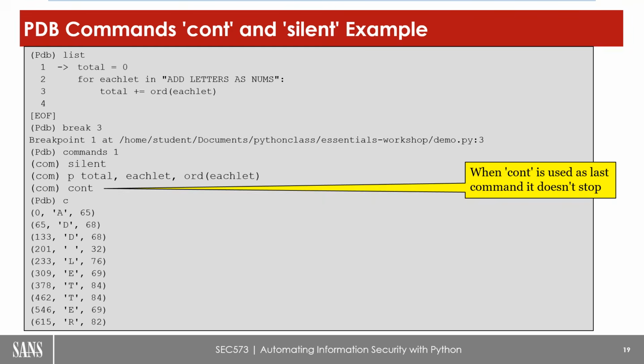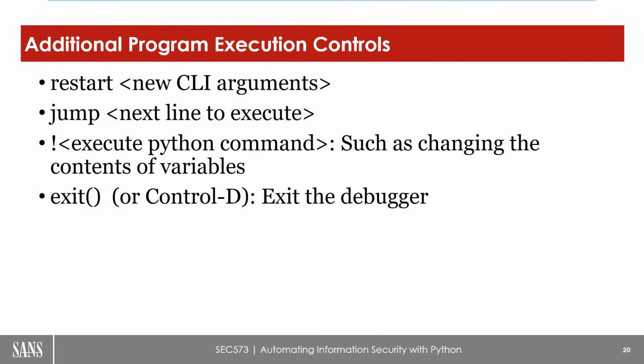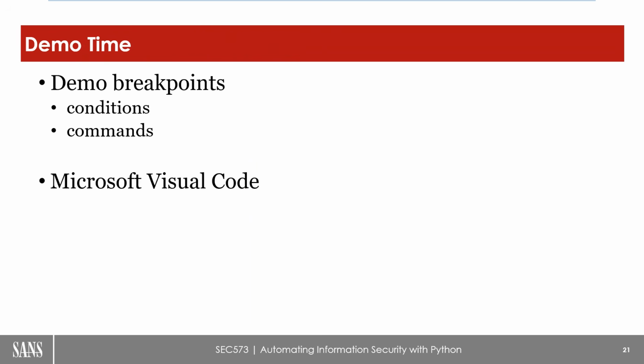Okay. All right. Some additional things that we can do inside the debugger: you can type restart to restart your program. You can jump to a specific line. And as I showed you, you can use the exclamation point to execute any Python command, such as changing the contents of variables. When you want to get out of the debugger, you just use exit or Control D. Okay. And that is our demonstration on using these tools.